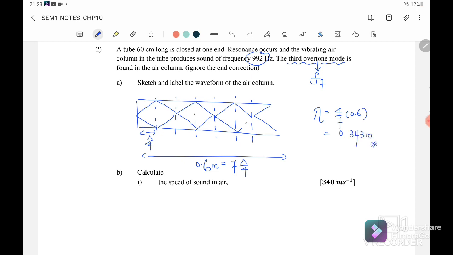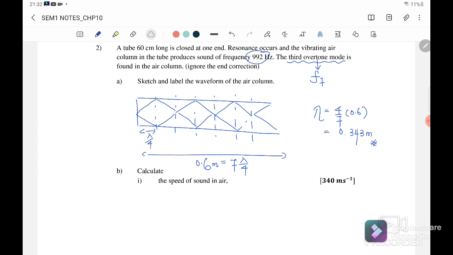0.343 meter. B. Calculate the speed of the sound in the air, where we know that v is equal to f lambda. f is given as 992, and lambda is the value that we found just now, 0.343. Therefore, the speed of the sound in the air is equal to 340 meter per second.